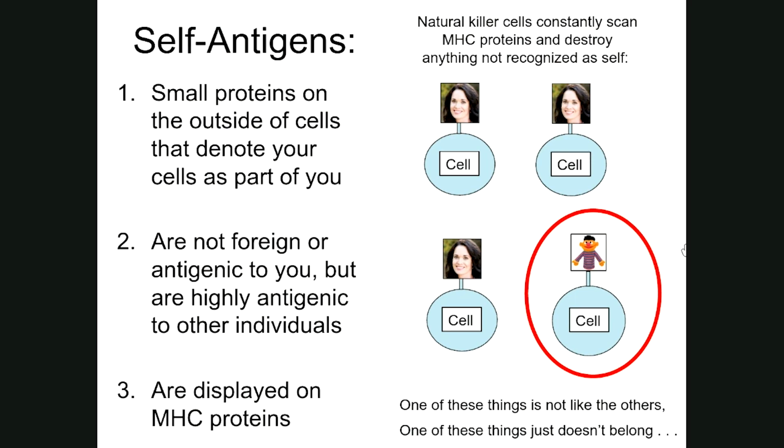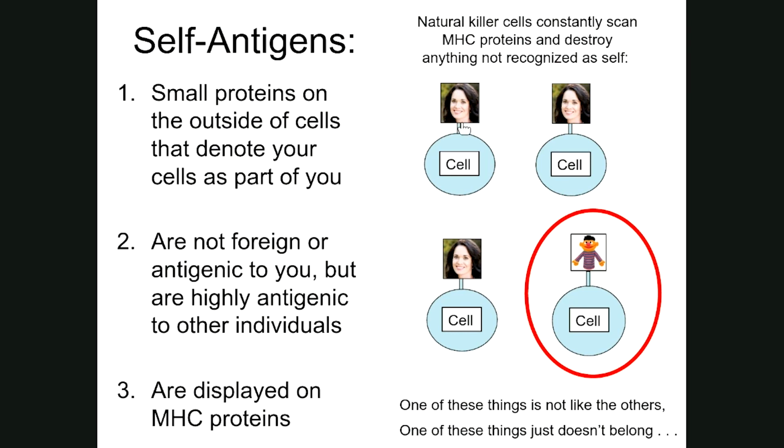So one of the things that I want you to know about these self-antigens is that they are displayed on what are known as MHC proteins. So that stands for major histocompatibility proteins. If you look at this picture over here, I've tried to draw kind of a simplified drawing of maybe some cells that are in my body. And I'm using this picture of me to denote my self-antigens. And right here, we've got that MHC protein. So the self-antigen is displayed, it's attached to this MHC protein.